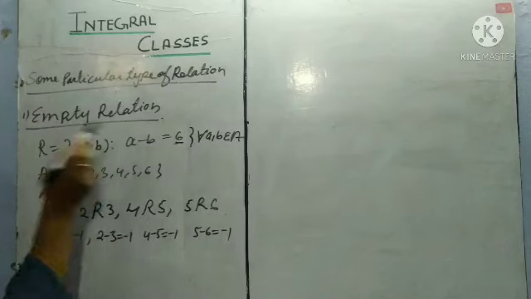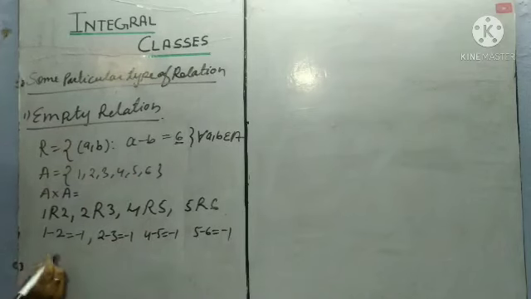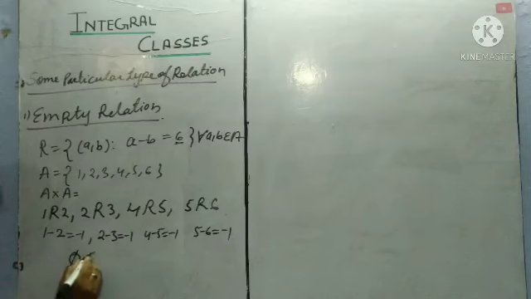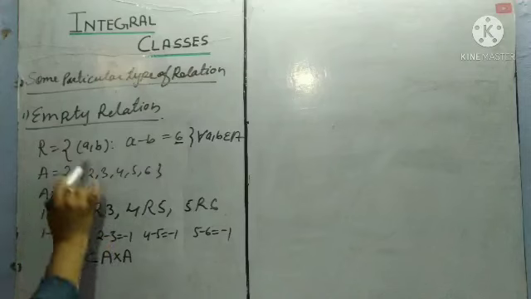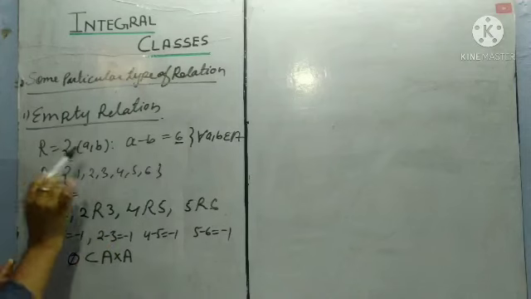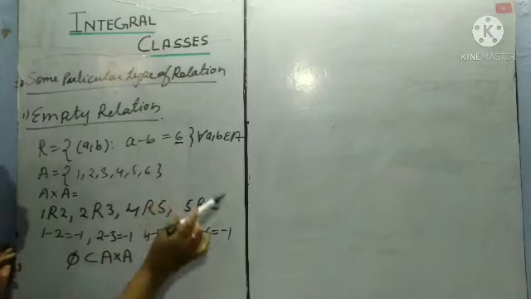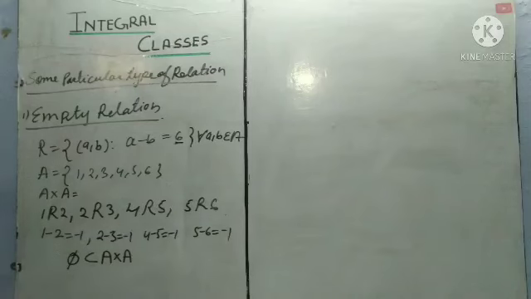So this type of relation is called an empty relation. It means phi is a subset of A into A. The definition is: a relation R in a set A is called an empty relation if no element of A is related to any element of A.